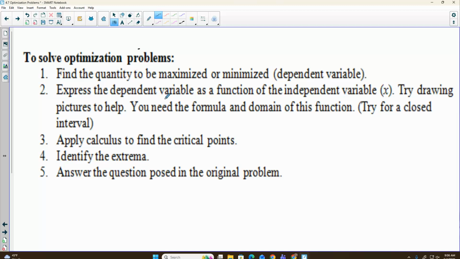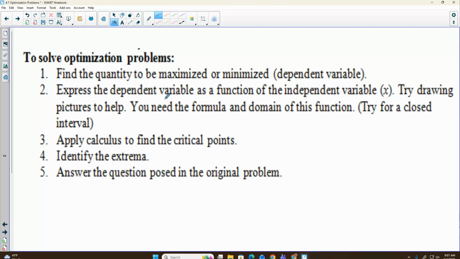So every time, we need to be able to figure out what I'm asking you to find. What is my variable in this instance? You can't solve a problem if you don't know what you're finding. Second thing, we don't want a problem with x, y, and z in it, so we need to put everything in terms of one variable. If there are multiple unknowns, how can I relate them? Third thing, that's when we use calculus to find the critical points. So we're doing our derivative, then we can find our maximums and minimums from there and answer the question.